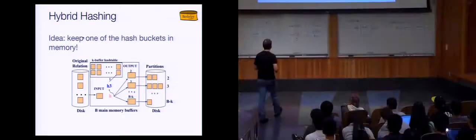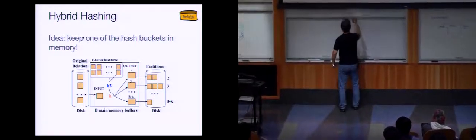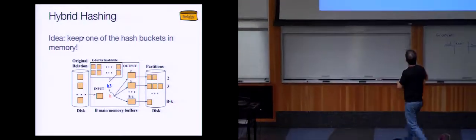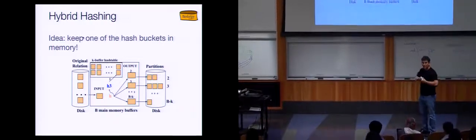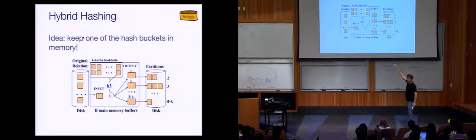As we're reading in the first partition, we're going to build a hash table in memory for it. But it's going to be small. It's only going to be k buffers big. So that first partition's got to be small.